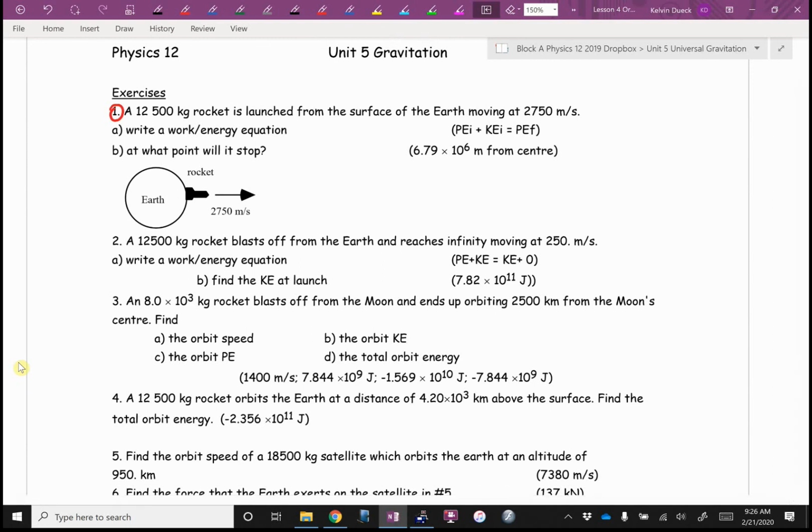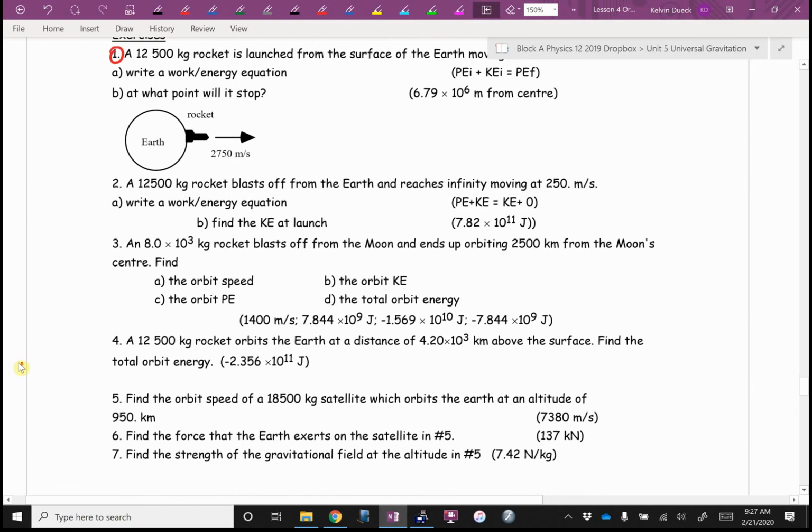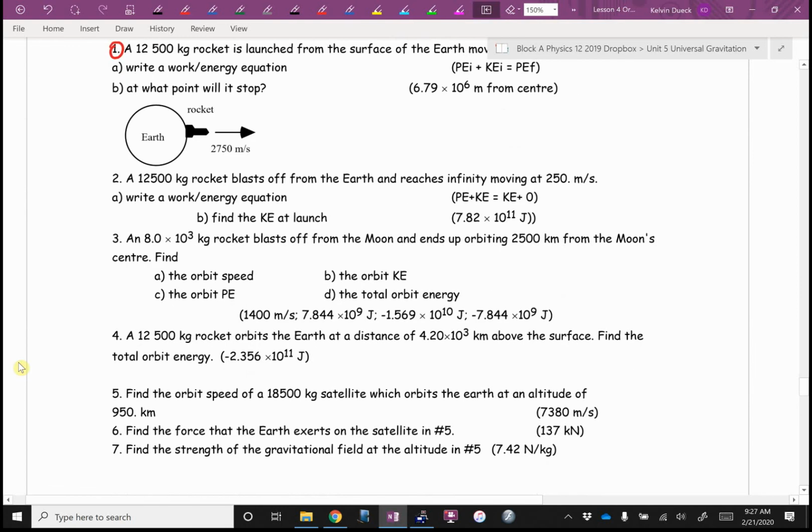The big challenge I found is kids don't know how to start a question, which is why I've been yelling at you. If it doesn't say how much work, don't write that down. If it doesn't say orbit, don't write that. Gravity is what's pulling me in a circle. Well, then the only other option is conservation of energy, especially if there's a change in height, change in speed, yucky curvy path. Okay? So, number one is good.